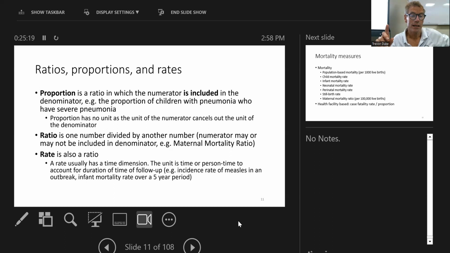Sometimes the rate, not always, but usually has a time dimension. So it's a rate over a certain period of time, right? So the incidence rate of measles in an outbreak has a dimension of time during the entire outbreak, right? Or the infant mortality rate changes, doesn't it? But if you look at the infant mortality rate over a year or over a 5-year period, that will tell you what it is. That's why it's a rate. It usually has a time dimension.